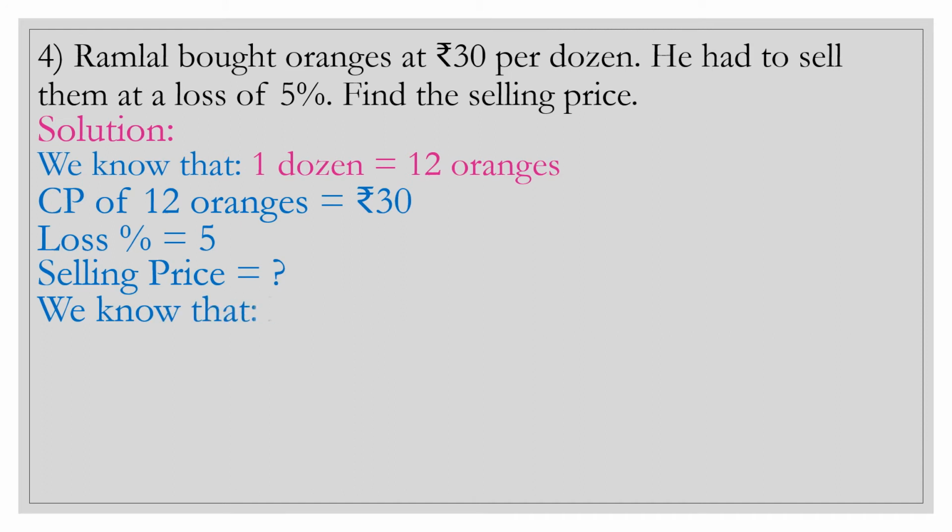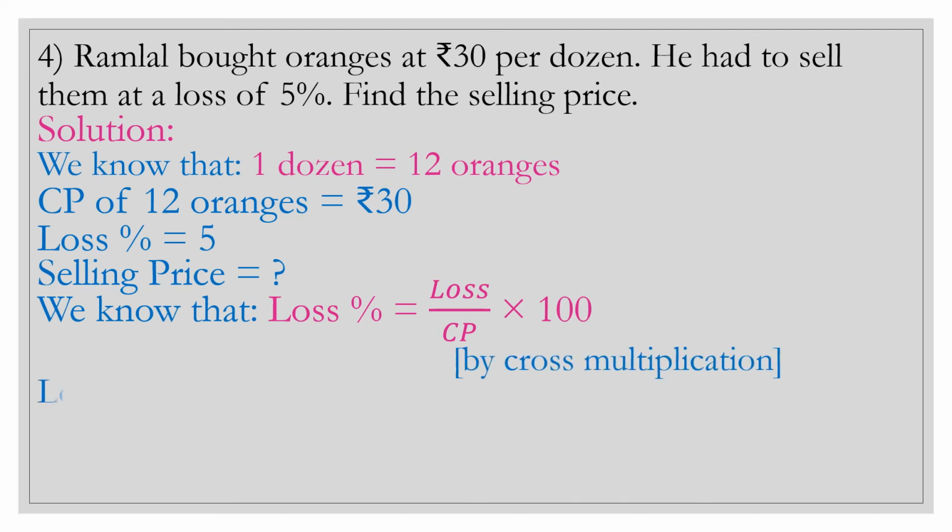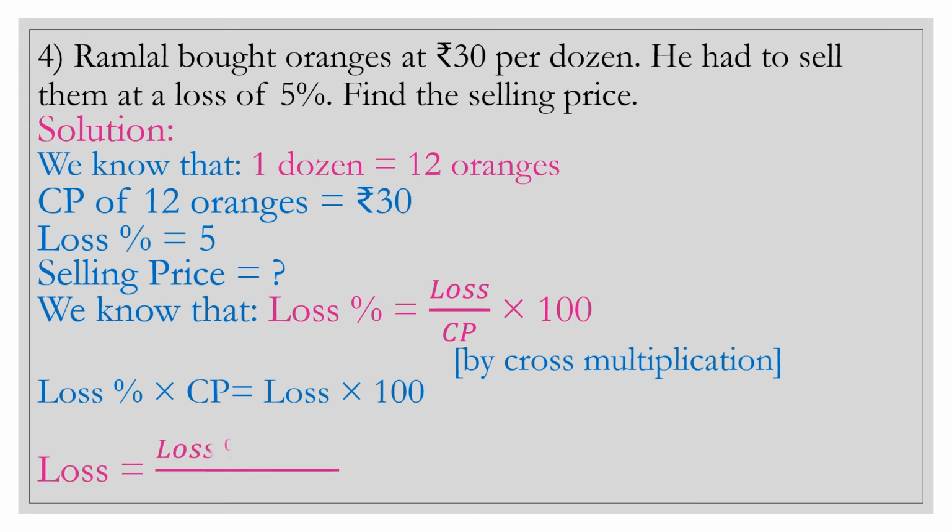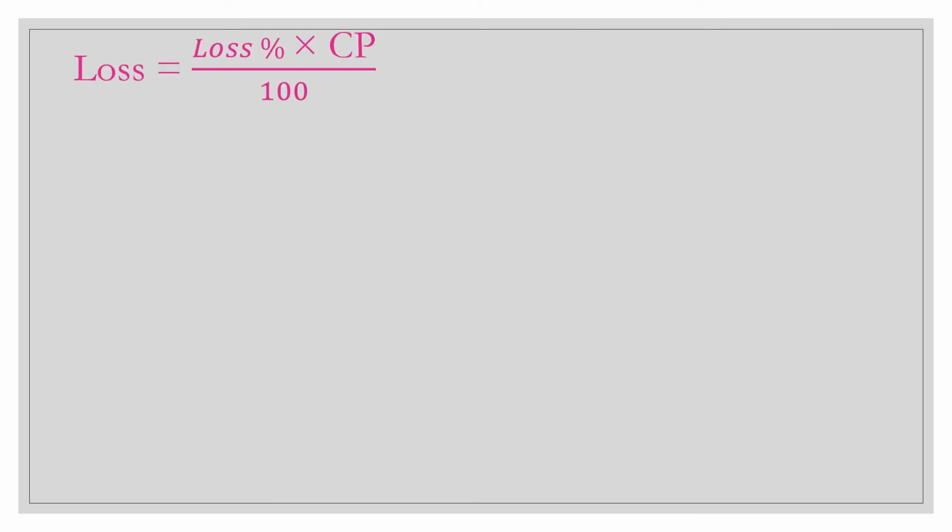We know that loss percentage is equal to loss upon CP multiplied by 100. From this formula, we have to find out the loss, because in this question, loss is given in percentage. By cross multiplication, loss percentage multiplied by CP is equal to loss multiplied by 100. So loss is equal to loss percentage multiplied by CP upon 100. Now put the values. See, loss percentage is equal to 5 and CP is equal to rupees 30. So write down 5 multiplied by rupees 30 divided by 100.